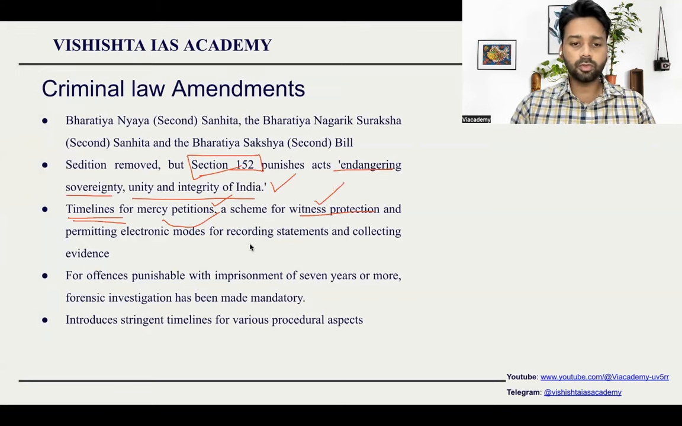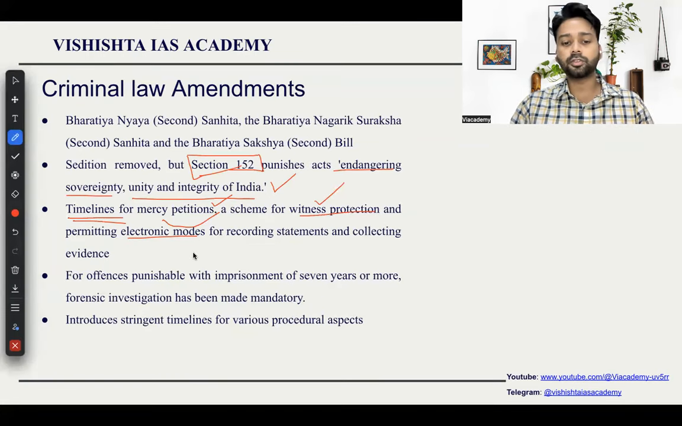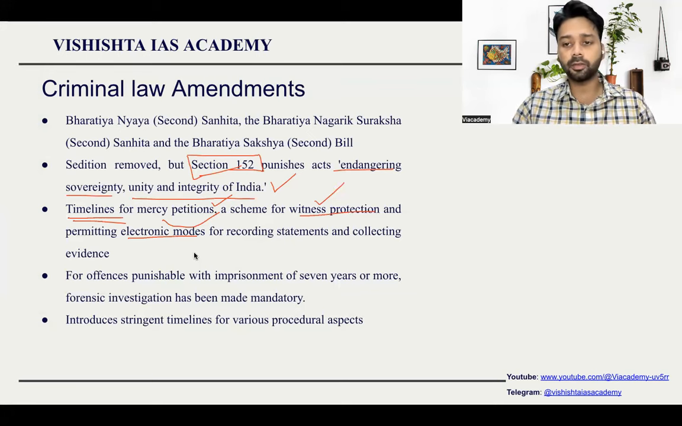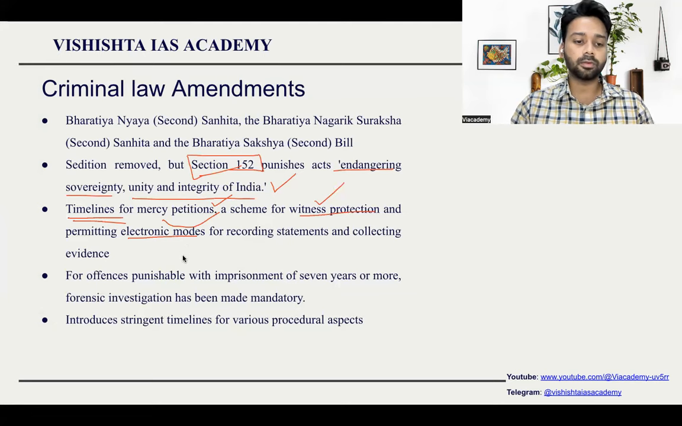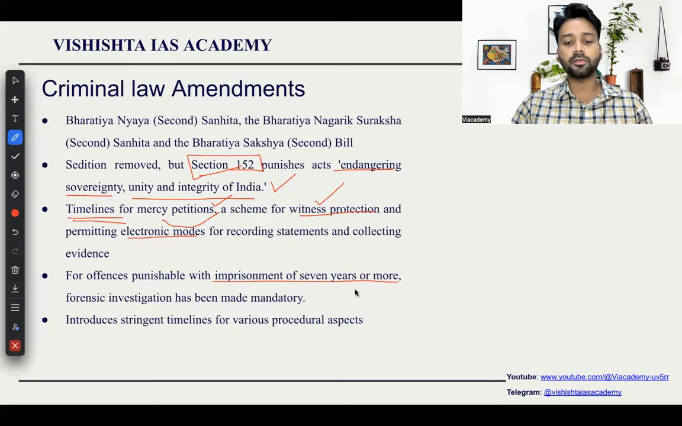The earlier laws, the IPC and CrPC, were colonial in nature. They were very old. They did not allow electronic modes as proper evidence. But due to the recent changes, even electronic modes will be allowed. For offences punishable with imprisonment of 7 years or more, forensic investigation has been made mandatory. This is also a great measure.